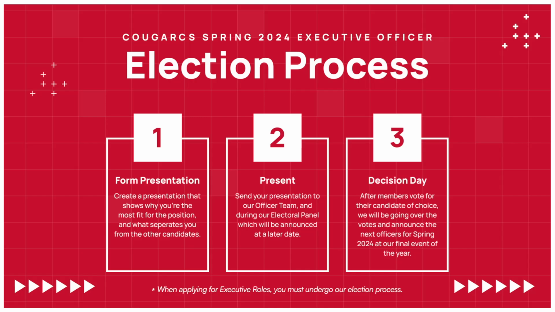After that, like I said, you present, and then three is decision day. After all the members have casted their votes, everything is anonymous. We do not see who voted for who. We purely just see who won and by the percentage. We will pick the winning officers because it is voted by the public, by our members, and we'll announce it at our last event with the rest of the officers who will be joining you alongside. So that is the process for our executive officer roles.